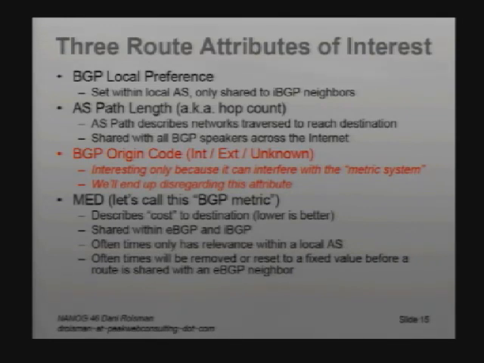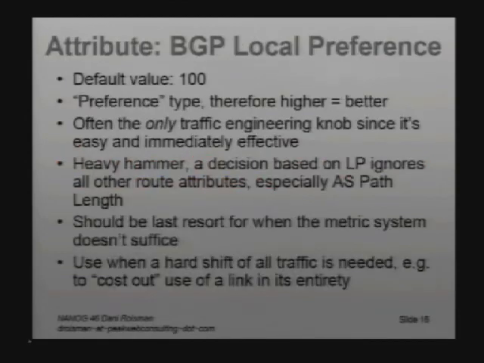Oftentimes, it really only has relevance within an AS because there isn't any standard. Some ISPs may calculate fiber kilometers. Some ISPs may calculate number of IGP hops. Some just may import the IGP into the BGP metric. And oftentimes, your ISPs will reset it to a fixed value, typically 0, before they send you a route. Or if they're not, we're going to actually reset it in our system here to make it worthwhile for us.